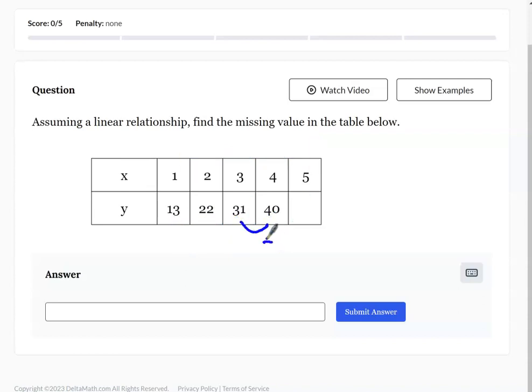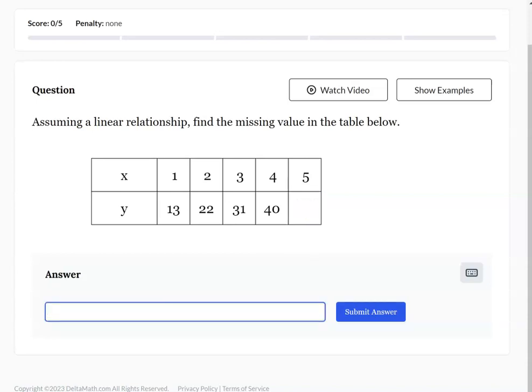Now I know that this is an increase of 9, so I'm just going to check to see if these are also an increase of 9. 13 plus 9 is 22. 22 plus 9 is 31. So now I know that the pattern here is to add 9. So all I have to do is add 9 to find my next missing number.